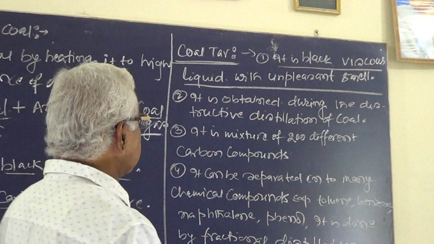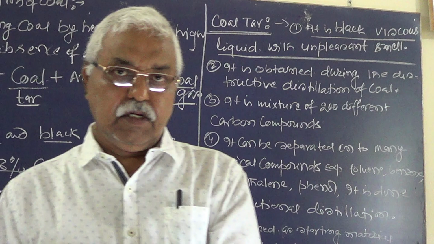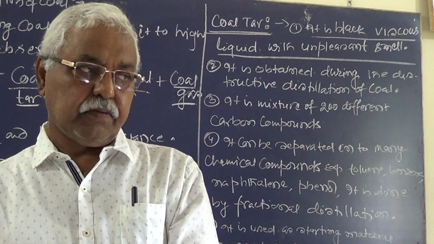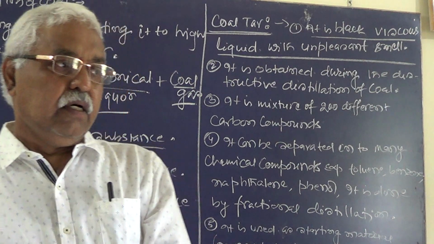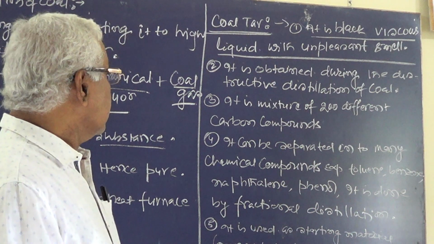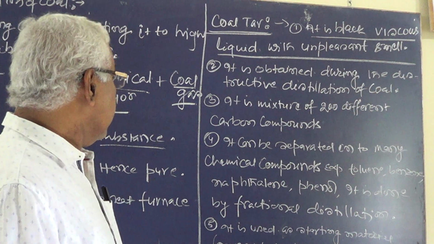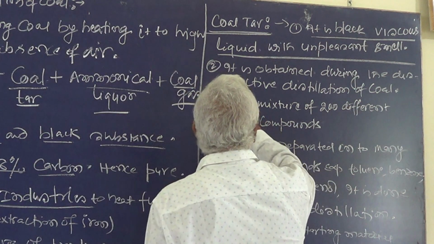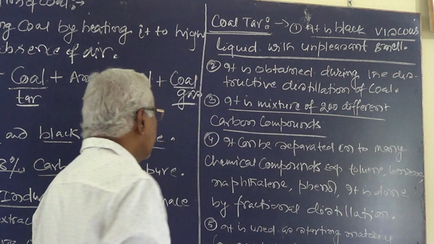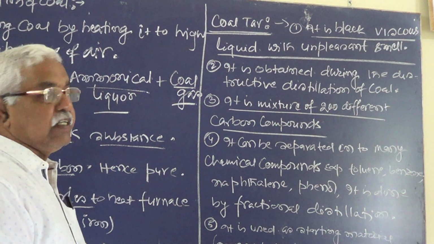So it is a black viscous liquid with an unpleasant smell. Viscous means a thick syrupy liquid. So children, this syrupy liquid is called coal tar. It is obtained during the destructive distillation of coal. It is a mixture of about 200 different carbon compounds. Many chemical compounds can be separated from it.